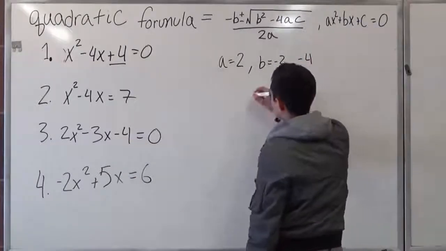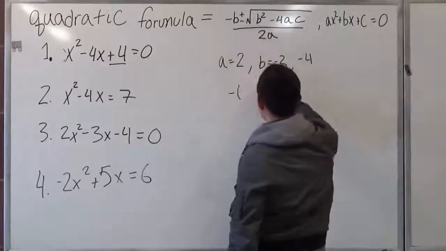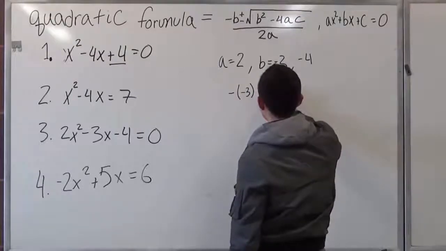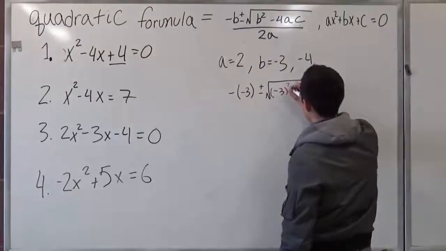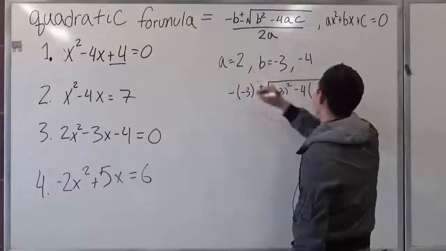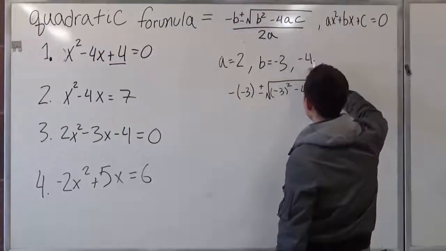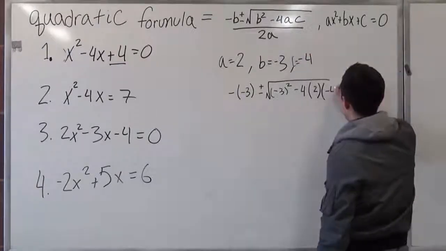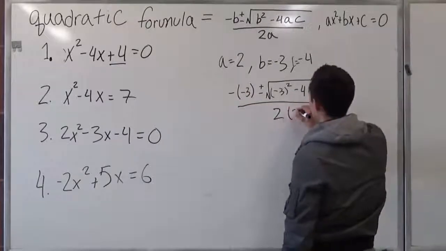So now all we have to do is plug it back into our formula. What is B? B is negative 3 plus or minus the square root of b squared, so negative 3 squared, minus 4 times 2, and then C, which is negative 4. C is equal to negative 4. All over 2 times 2.